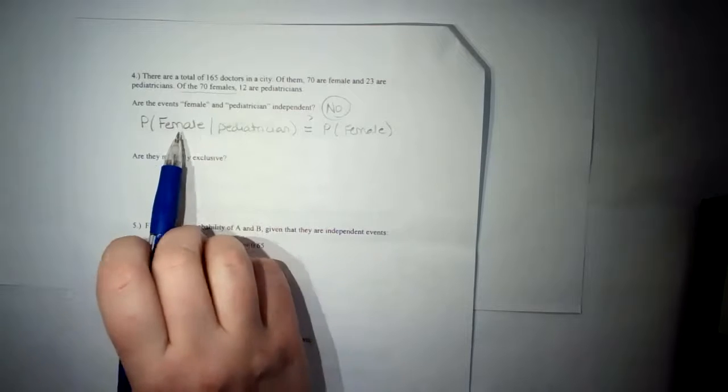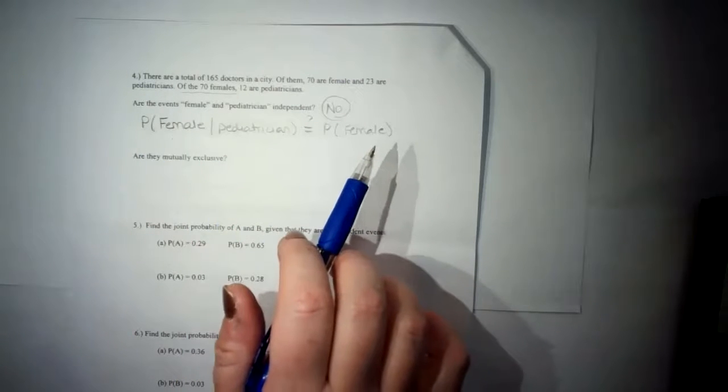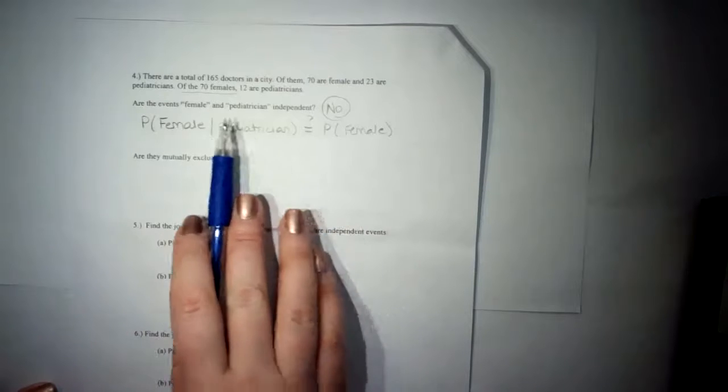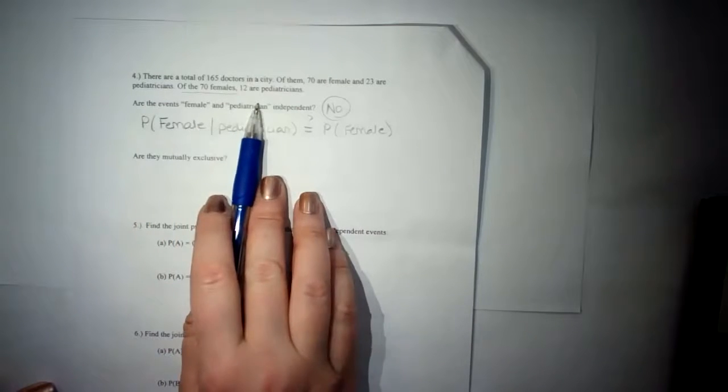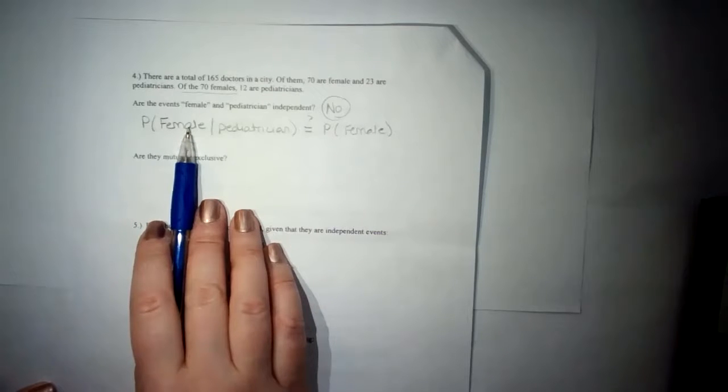Sorry. When writing it, do you put whatever you're given first, like female looking first, and then also? Exactly. Yep. When you're writing this side for the given, it's the events in order. And then when you set it equal to the other side, it's the first event. Yep. That's how you tell independence every time. Good. I was hoping you guys would see that pattern.